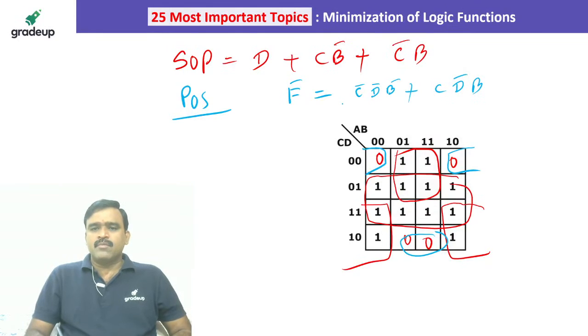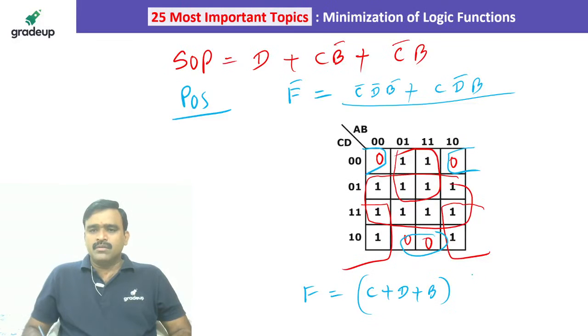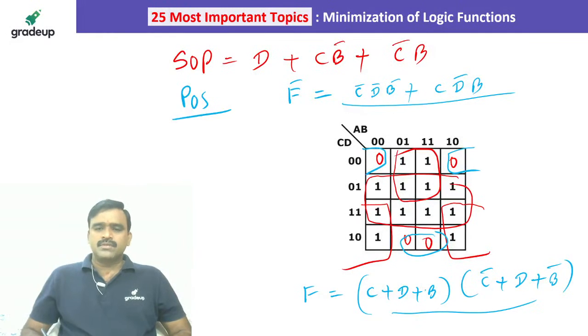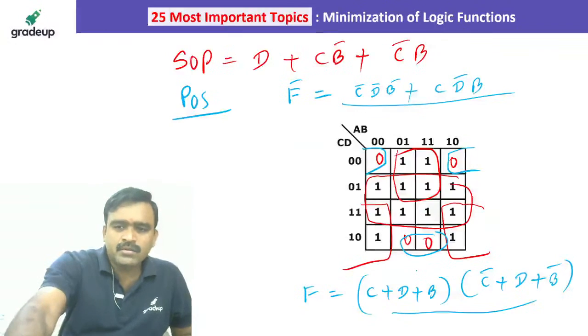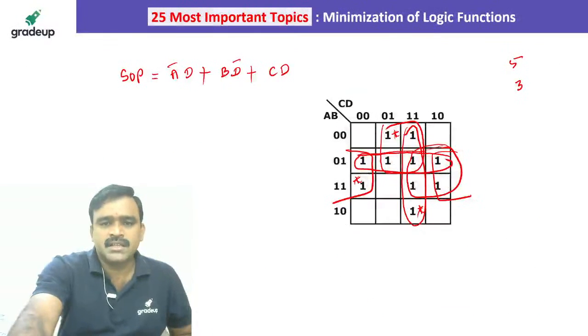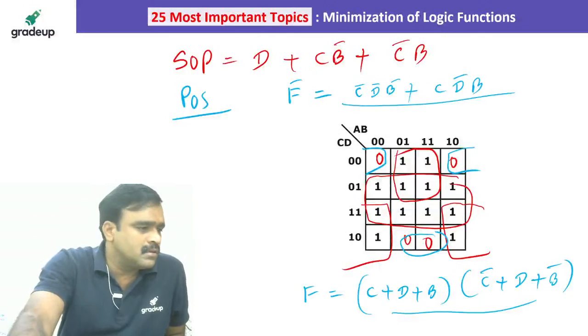So this is F bar, but F will be in product of sums. So this will become C plus D plus B. You have to complement it into C bar plus D plus B bar. That's all. This is a product of sums. I hope you have understood this. Okay, now coming to this one, that's all. These are the things we are going to solve, right?